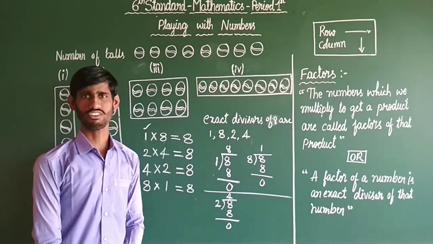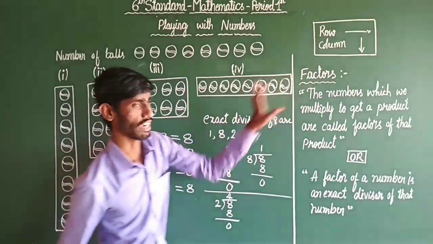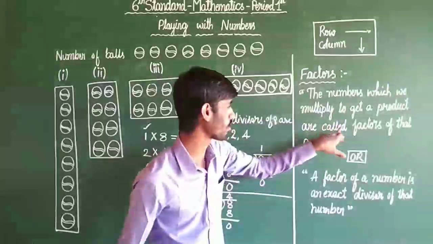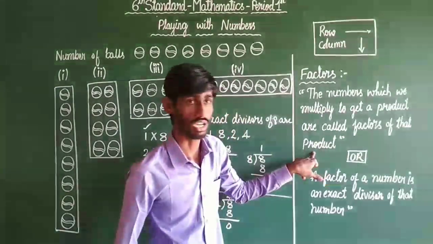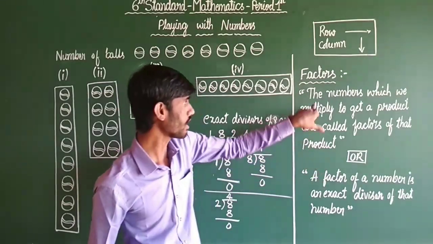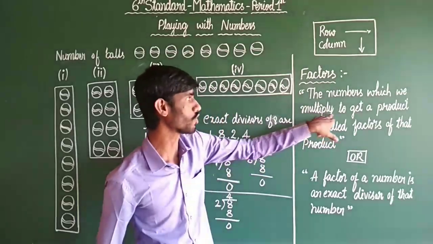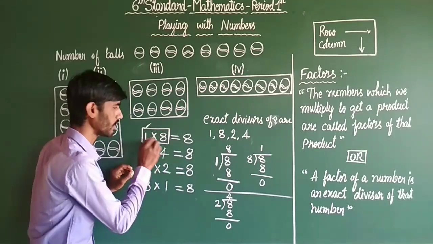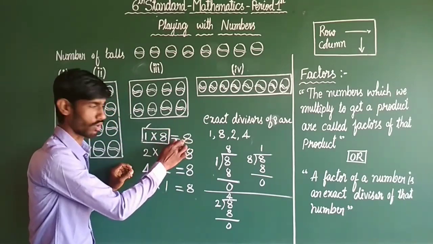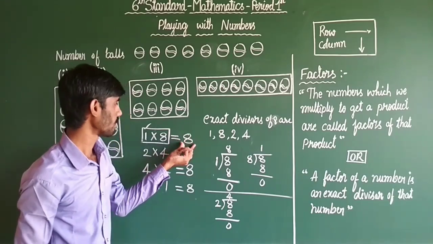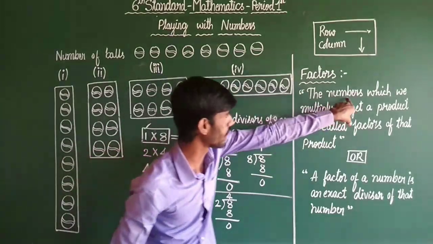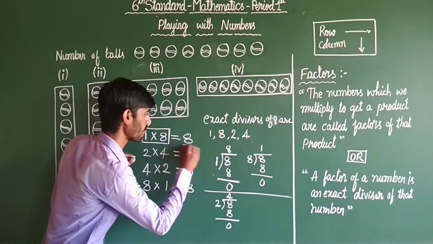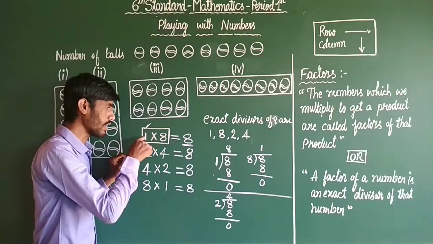So what is the definition of a factor? Let us observe here. The numbers which we multiply to get a product are called factors of that product. If you multiply 1 into 8, 1 into 8 is 8. The numbers which we multiply to get a product are called the factors. So the factors of 8 are 1 and 8.